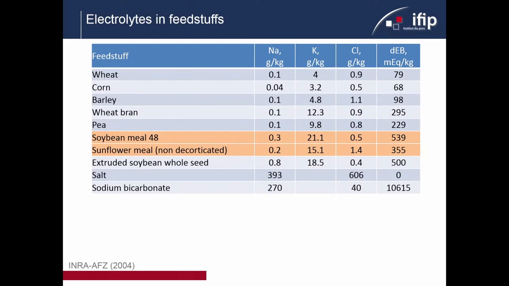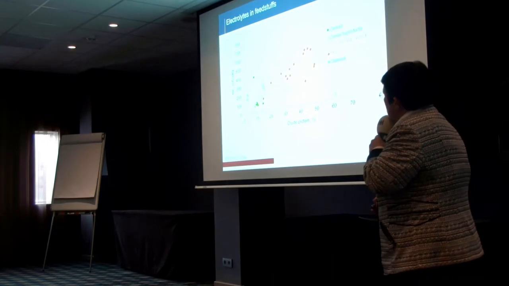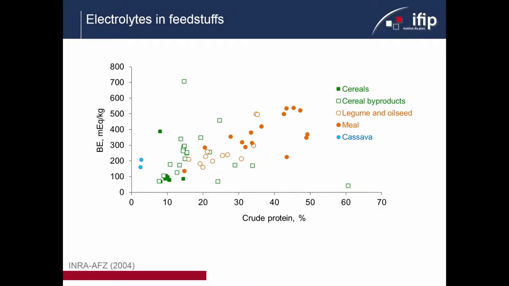Well, let's consider now the electrolyte concentration of the feedstuff. What appears here is sodium, potassium, chlorine, and the calculated dietary electrolyte balance in the last row. What you see is that the protein sources that we want to reduce in our diets are in fact the feedstuff that present a very high electrolyte balance compared to grains or other feedstuff. If we represent the figure in a different way, you can find again the meals here, with a very high level of crude protein and also a supply of a higher level of electrolyte balance.